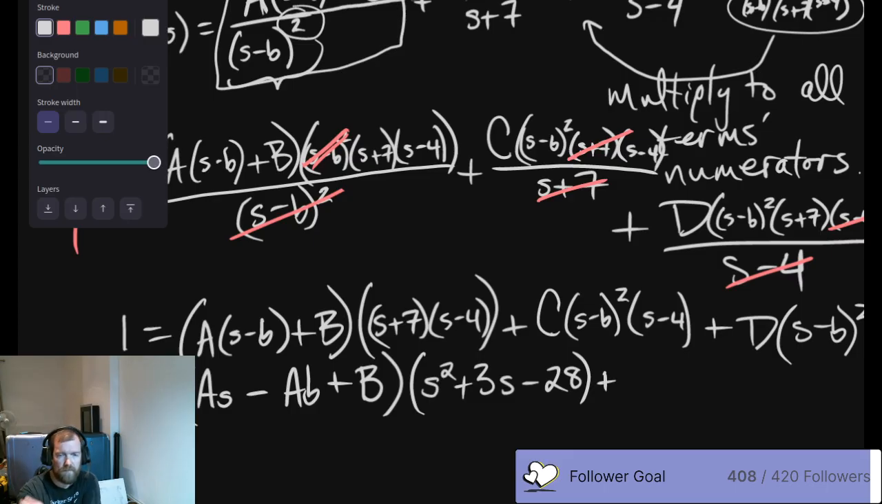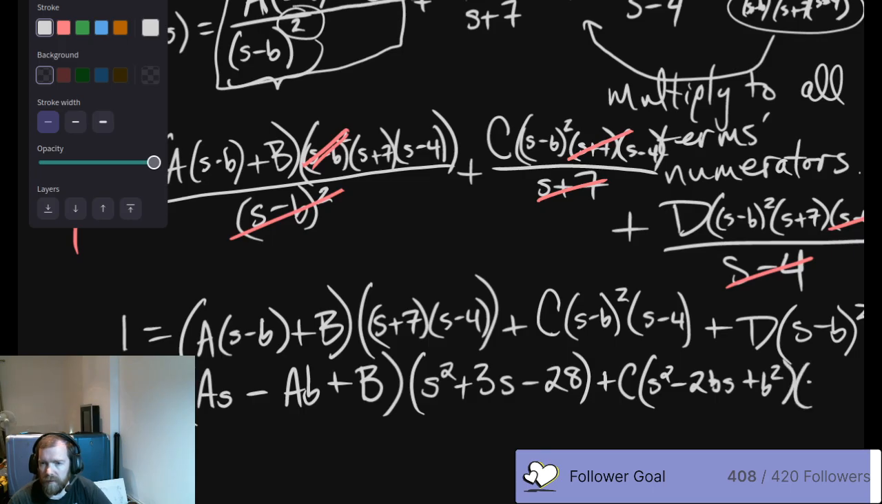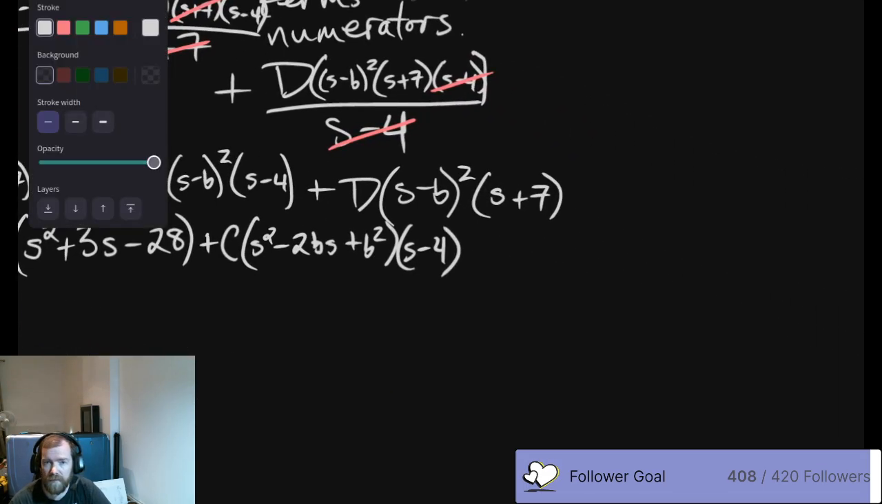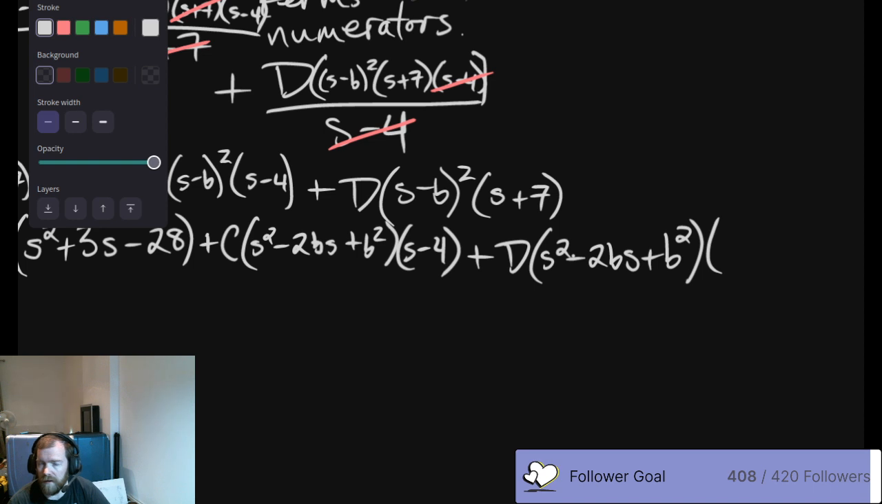Plus C times the quantity. This is going to be s squared minus 2bs plus b squared, multiplied by s minus 4. And that last part, plus D times the quantity s squared minus 2bs plus b squared, times s plus 7.